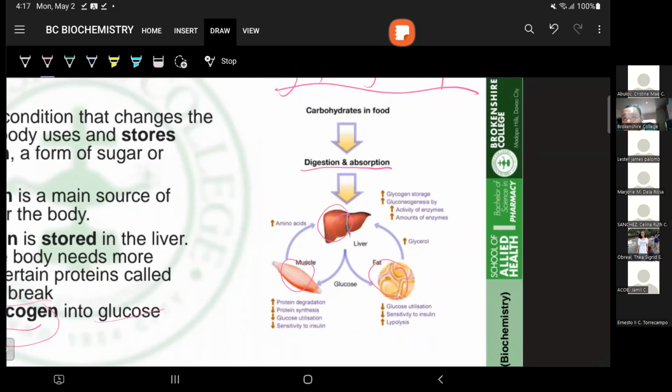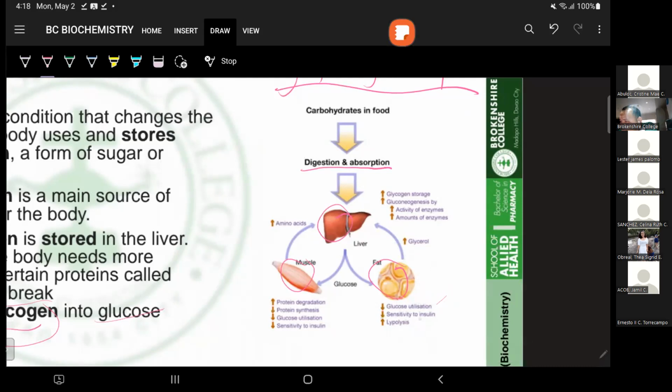So with that, nasa-store yung glucose sa body natin. Okay. So how is it, pag ganun na na-store siya sa body natin, there will be decrease in glucose utilization, and there will be decreased sensitivity to insulin. Na-decrease sensitivity to insulin kasi nga, mababa yung level ng glucose sa blood kasi nasa fats mo na.